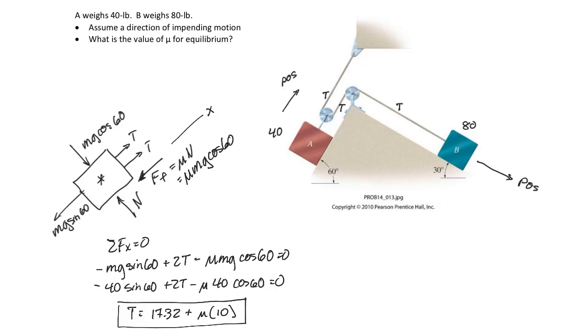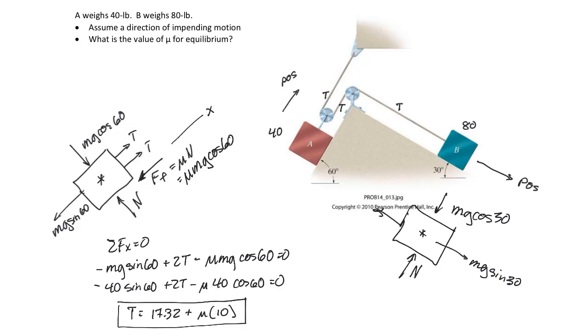Let's move over to part B. I'm going to draw a free body diagram of B. Again, this one has mg sine theta, in this case sine 30 degrees, and mg cosine of 30 degrees. This has a different weight, mg of 80. It's got a normal force here. There's a tension pulling it up the hill.